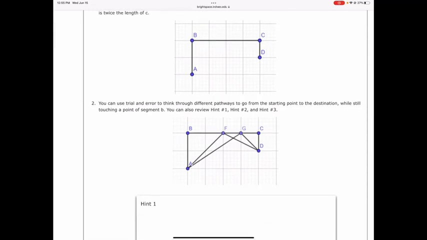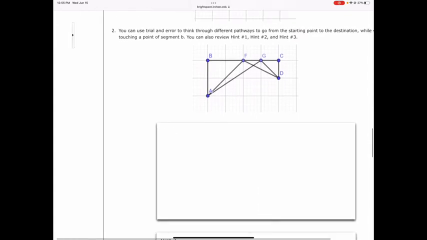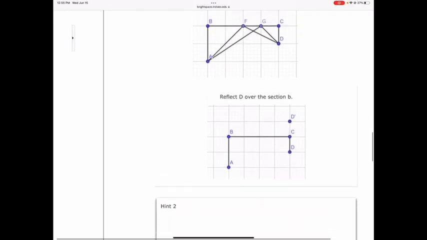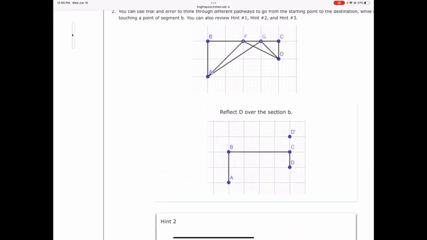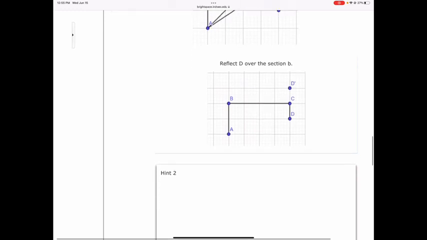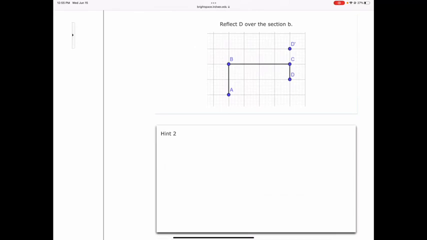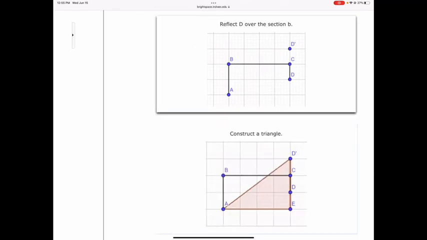You could go through F or you could go through G. Because we want this to be a right triangle, you're going to have to actually pass through segment BC. I will show you. Hint number 1 says, if I'm going to cross through point G, I'm going to take D and put it on the other side of the line. If I draw a line from A to D prime, the little mark up there is D prime, and this is now a triangle.